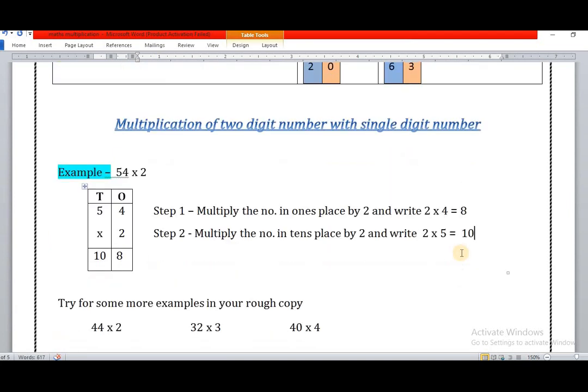Okay. Now try for some more examples in your rough copy. This is 44 into 2, 32 into 3 and 40 into 4.